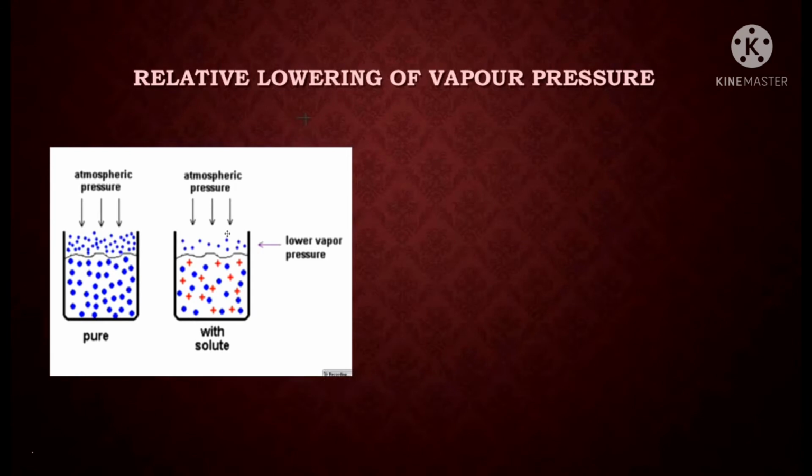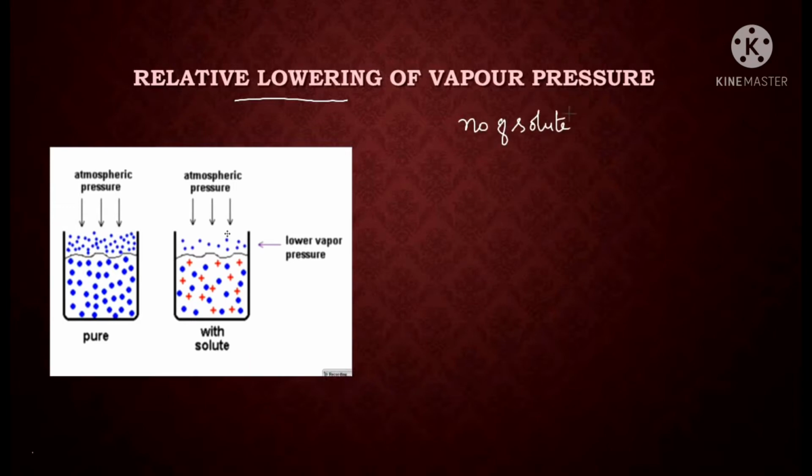Hi students, today we are going to see some numericals coming under relative lowering of vapor pressure. What do you mean by this relative lowering of vapor pressure? Actually, it comes under colligative properties. What are colligative properties? These colligative properties depend upon the number of solute particles, okay?